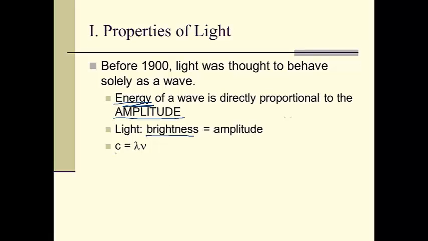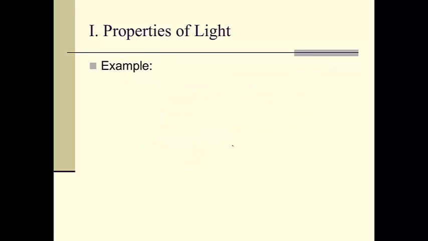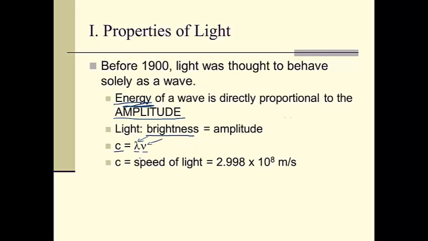Now, we have this relationship here. c is equal to lambda times nu. You know this is the wavelength, and this is the frequency. c is the speed of light, 2.998 times 10 to the 8 meters per second. So for any light, if the wavelength changes, the frequency has to change also. If the wavelength goes up, the frequency has to go down, because both of these have to equal a constant.